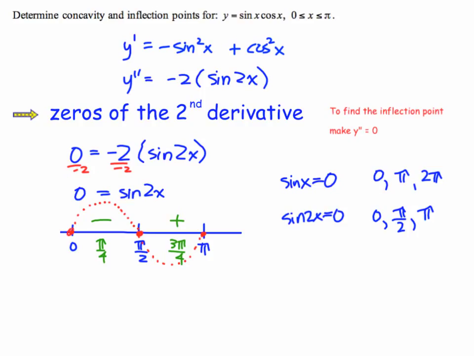And where does sine 2x equal 0? It equals 0 at 0, pi over 2, and pi. So for concavity, you can see from the sketch that I've drawn on my wriggle graph, it is concave down from 0 to pi over 2, and concave up from pi over 2 to pi. And my inflection point is there at pi over 2, 0.